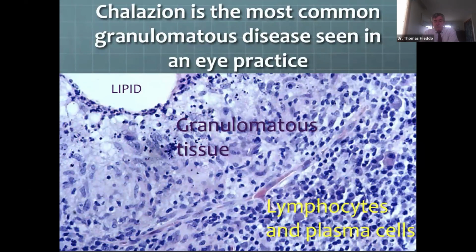And here you can see the histology of a chalazion, classic lipogranuloma, with a pool of lipid in the middle on the upper left, the epithelioid cells and a few giant cells in that first ring of tissue, and then out beyond it, the lymphocytes and plasma cells that all collectively constitute the granuloma.